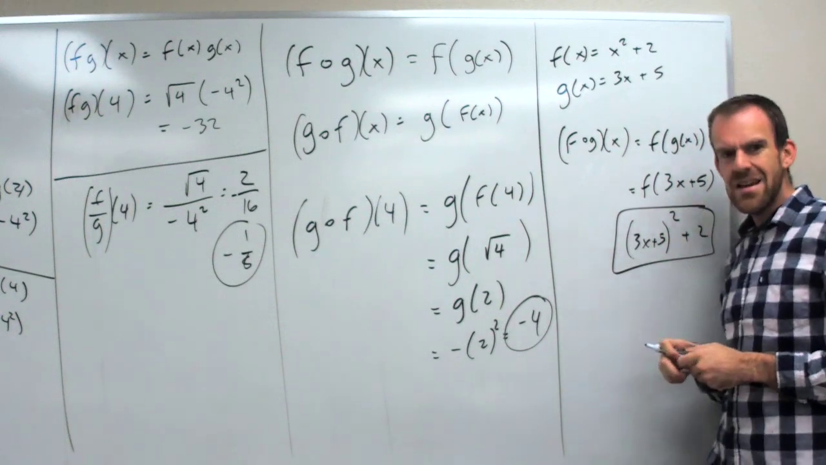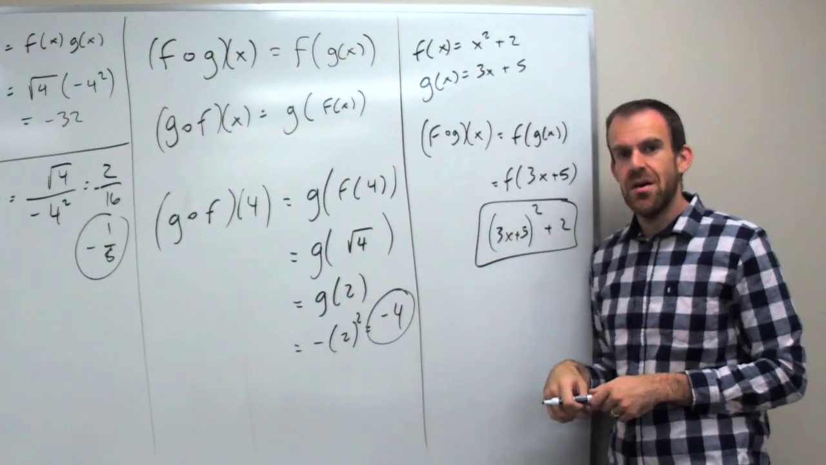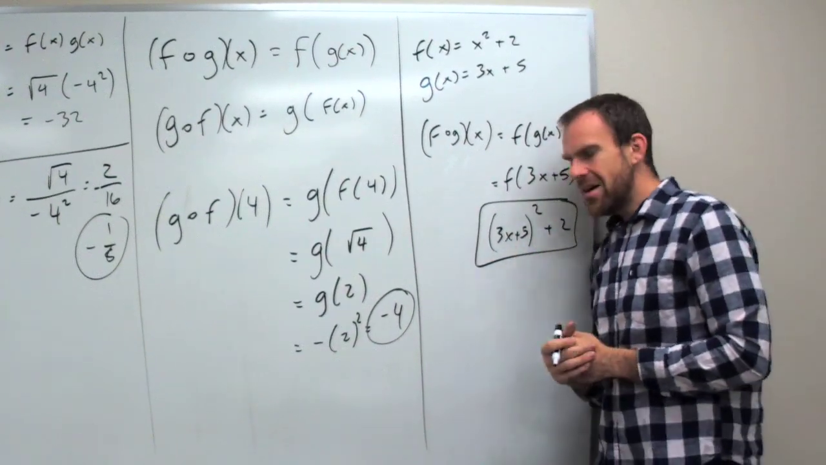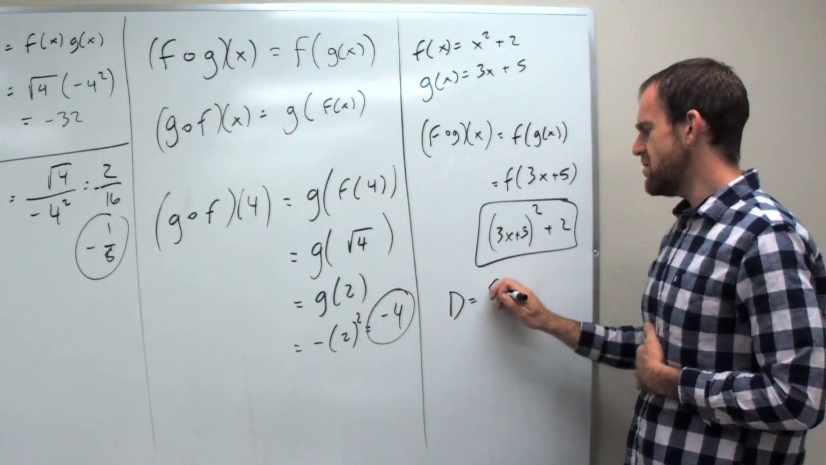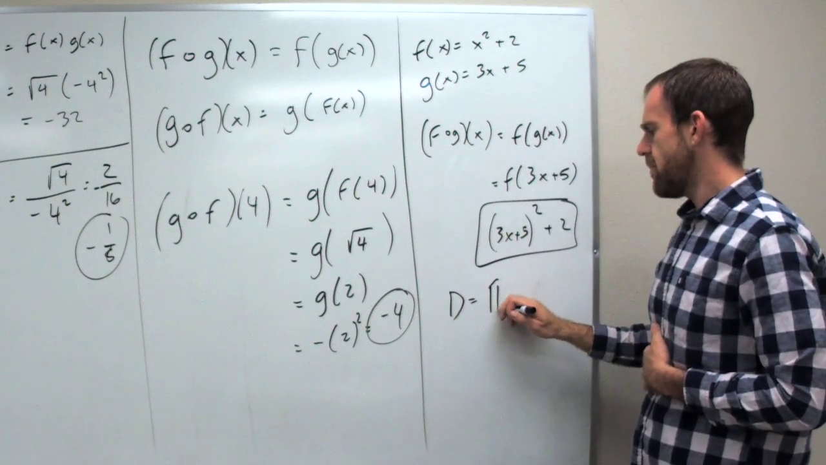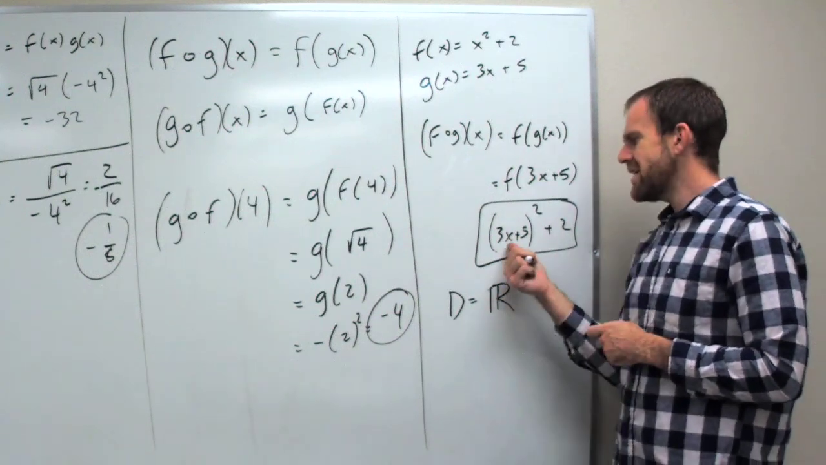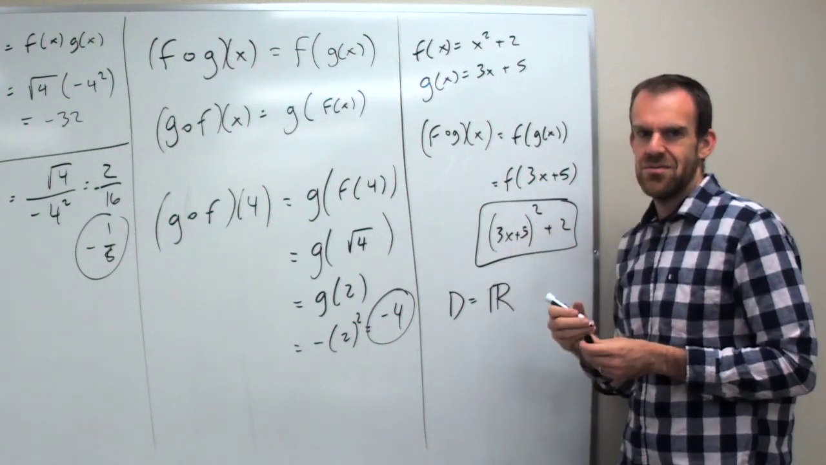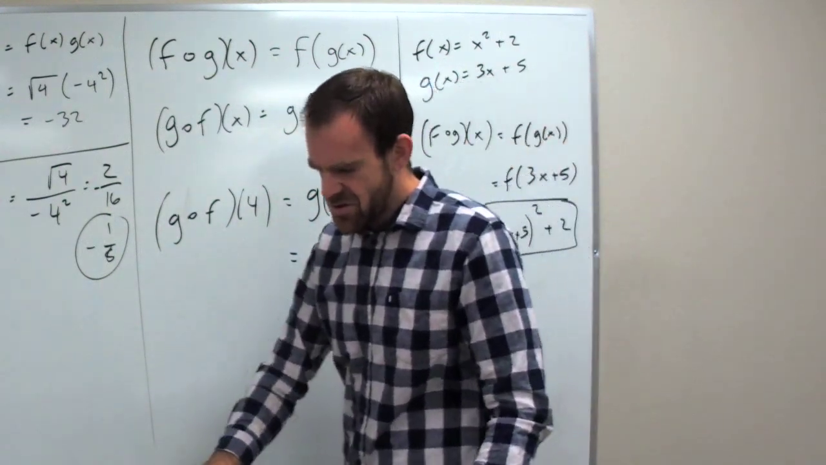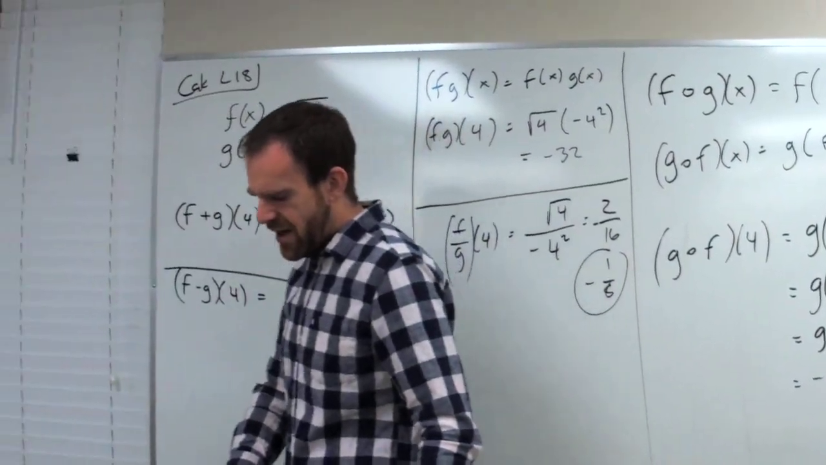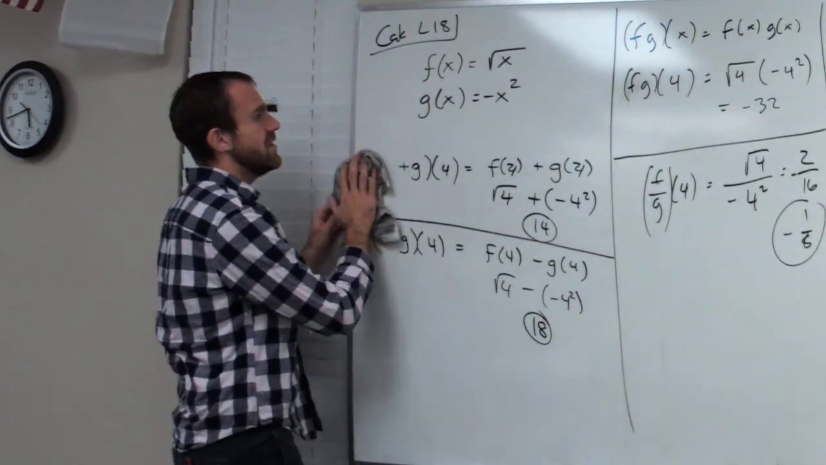Now, they ask a sneaky question here, which is, what is the domain of this function? What numbers can you plug in? In this case, there's no restriction on the domain. The domain is the real numbers. Why is it the real numbers? Because I can take any number and square it and add 2. Okay, that's fine. But sometimes we'll have trickier problems that do not lend themselves as easily to finding the domain.